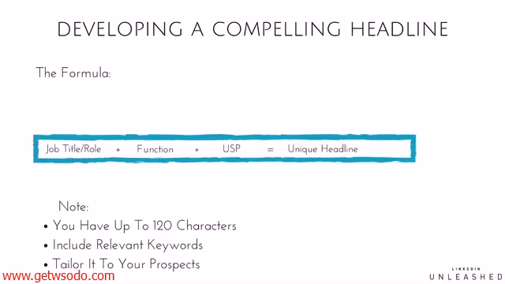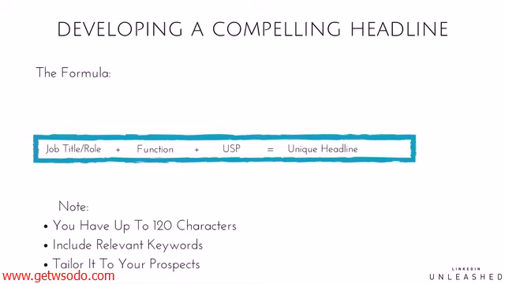So for example, job title: if you're a CEO, founder, sales executive, whatever, you want to have the job title, the role that you do. So if you're a marketing executive, whatever, that's going to be here, plus your function. So are you generating leads? Are you helping people with SEO optimization? Are you helping them build websites? Like, what is your service? What are you doing? Then you want to mix in a USP.